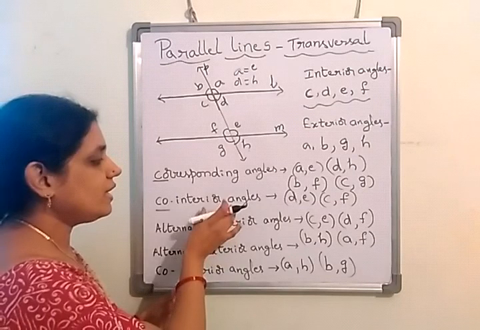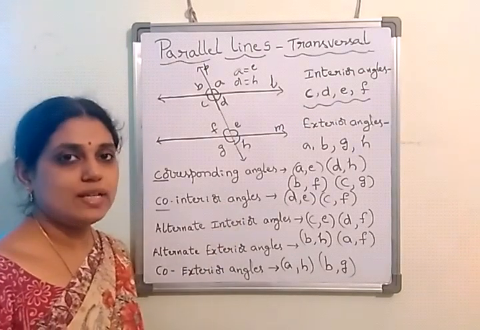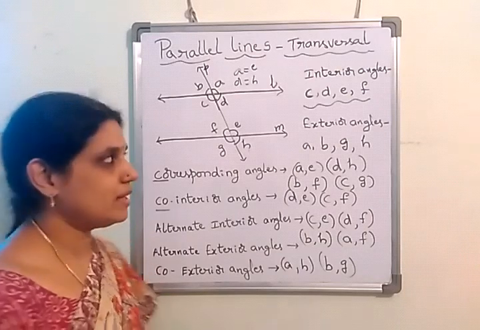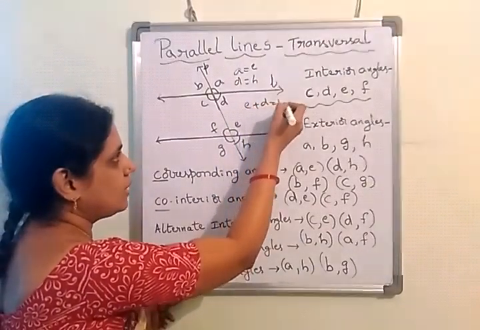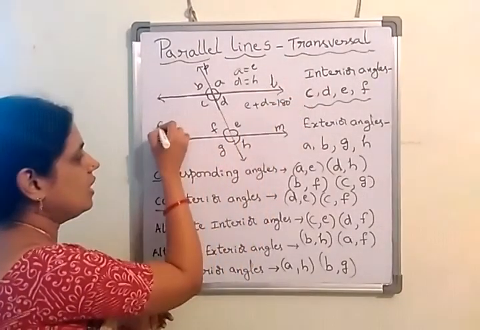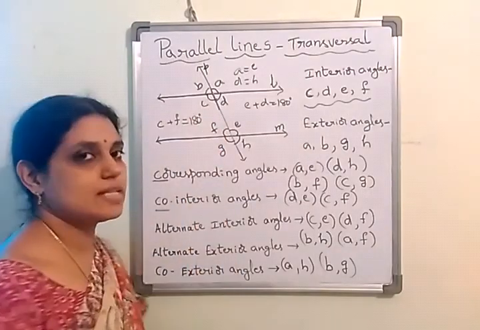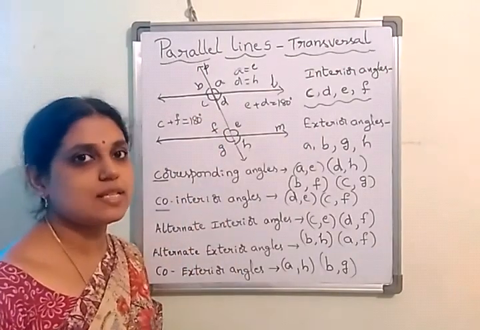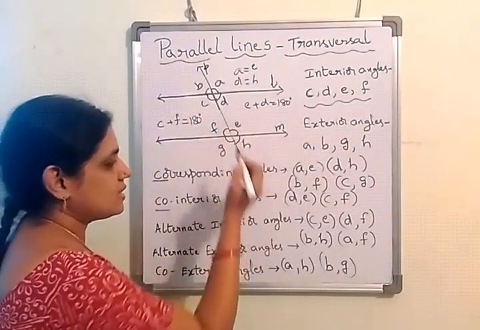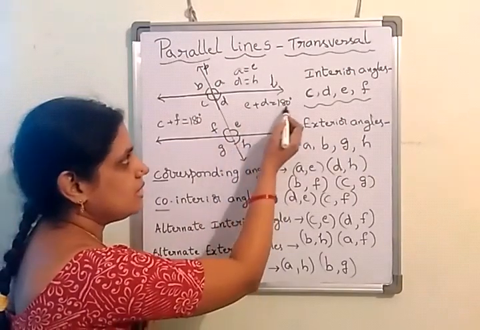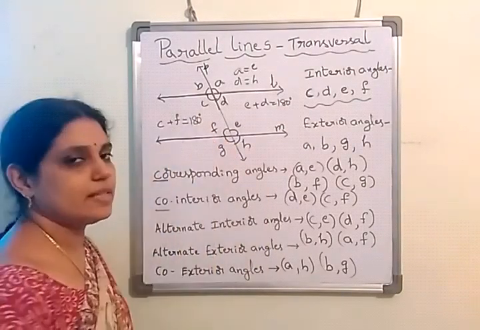Okay, and co-interior angles are supplementary. Co-interior angles are supplementary. Means what here? E plus D equal to 180 degrees. C plus F equal to 180 degrees. Supplementary means, when the sum of two angles is 180 degrees, they are called supplementary angles. So here, co-interior angles are supplementary means E plus D equal to 180 degrees. Here C plus F equal to 180 degrees.